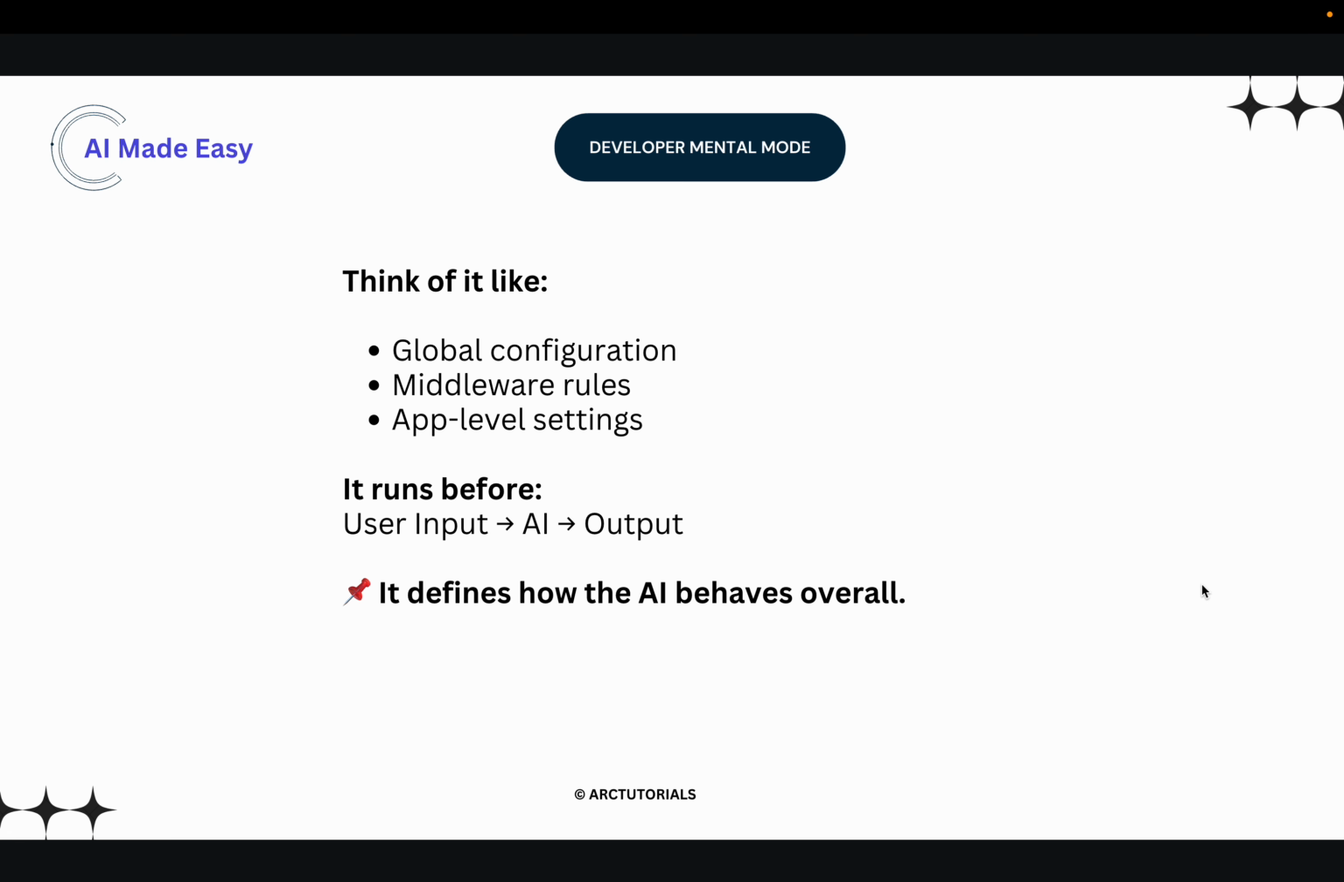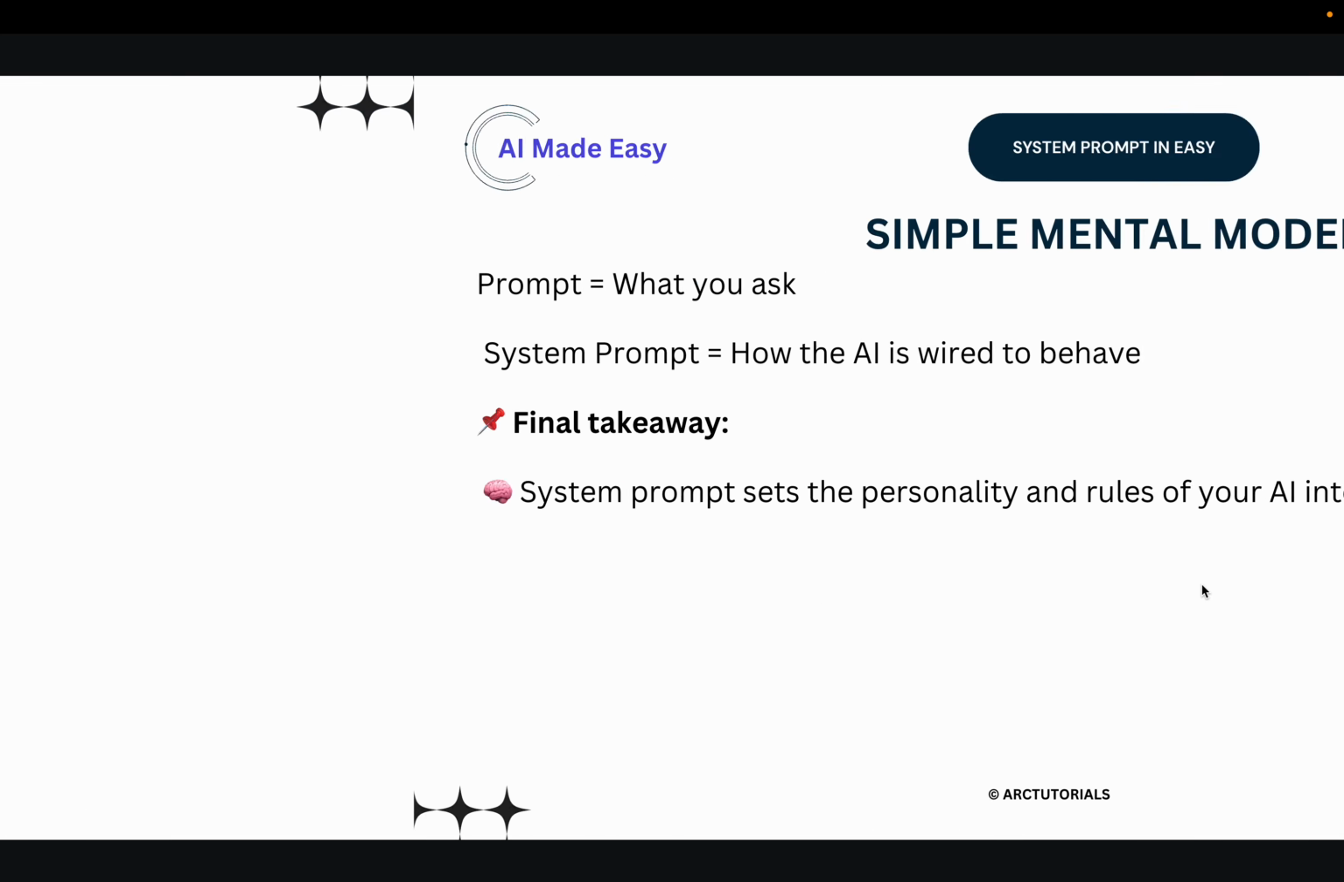Now, why is it important? Think of it like this. It's like a global configuration. It's like a middleware rules. It's like an app level settings. That means every time user will input something, it goes to an AI model and then it goes and checks for the system prompt and then it will give you the output. It defines how the AI behaves overall. That's why it's very important.